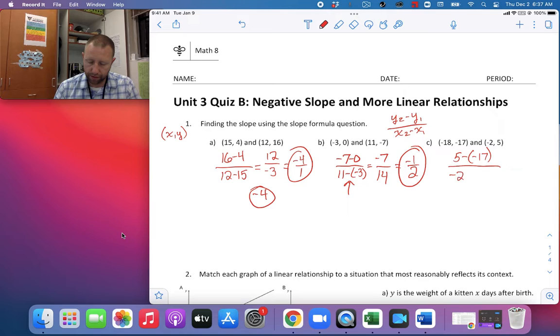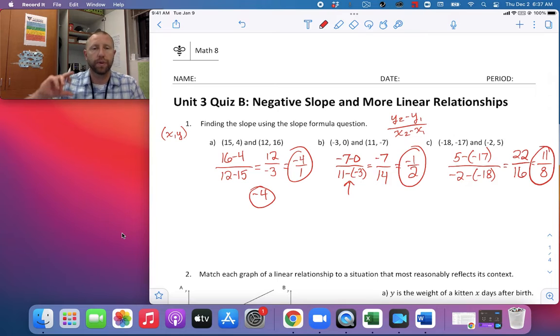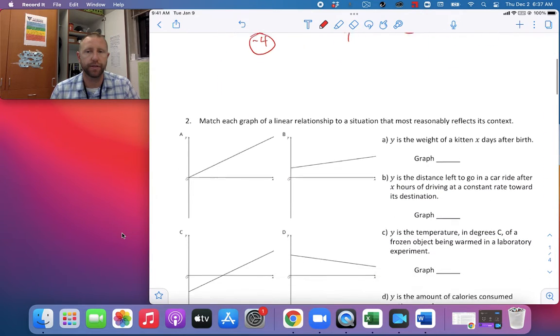And then last but not least, for C, I should have 5 minus negative 17 over negative 2 minus negative 18. Okay, so this is really saying 5 plus 17, which gives me 22. This is really saying negative 2 plus 18, which is 16. And then that simplifies to 11 over 8. The most common mistakes I noticed with this one were people switched what was supposed to be on top and what was supposed to be on the bottom. But then I also noticed that we messed up with the negatives quite a bit. Okay, use your calculators if you need to.